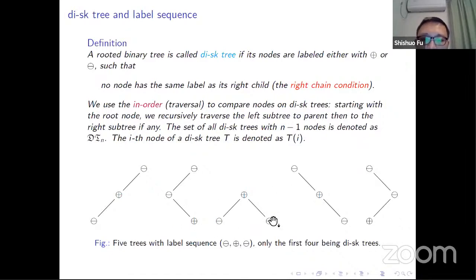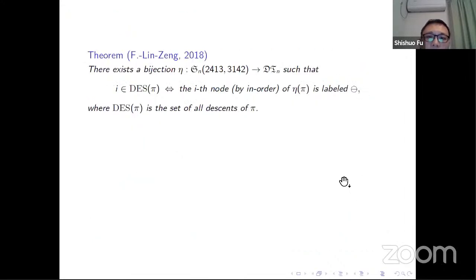But among these 5 trees, only the first 4 are the DS trees we define. DS tree is short for direct skew tree. The last one doesn't satisfy the right chain condition, because you have minus, minus here. Anyways, that is a model for our DS trees. We proved in our earlier work in 2018 that there is a bijection between the separable permutations of length n and the set of DS trees with n minus 1 nodes, because the number of nodes is smaller than the length of the permutation. And it has a nice correspondence between statistics: the descent set corresponds to the indices of the nodes labeled minus.